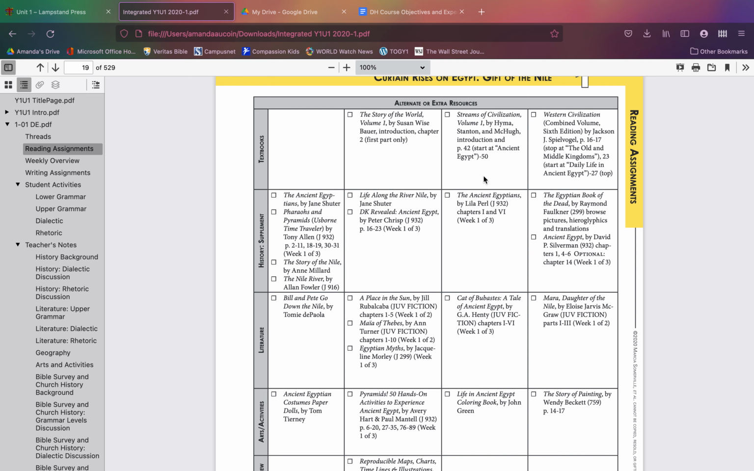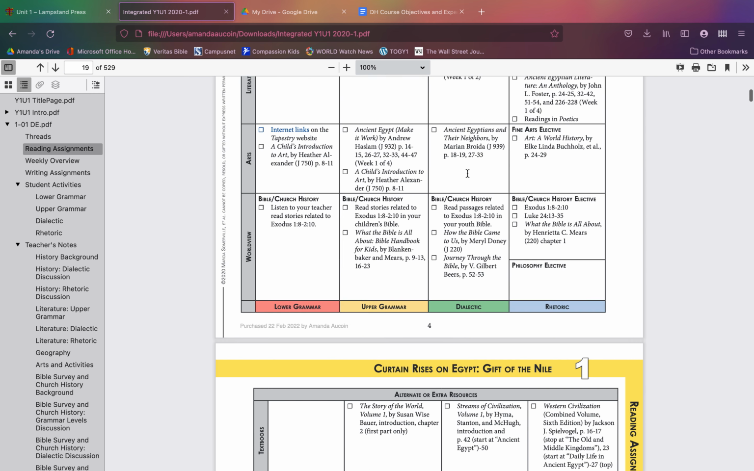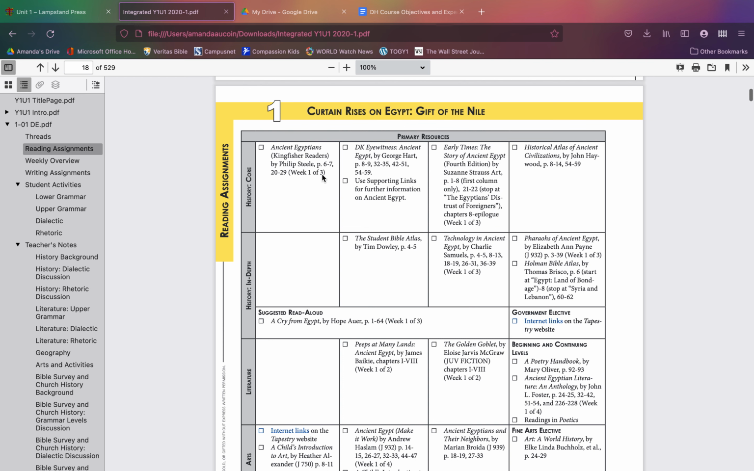If you are using a spine sometimes and you have younger children, I think Story of the World is really just about as good as Streams of Civilization, honestly. Having used both of those over time, I think Story of the World is pretty good. So certainly for a 6th or 7th grader, I would not dismiss using that if you already have it instead of Streams of Civilization. But like I said, for the most part, you're going to want to focus on the history core and the history in depth.